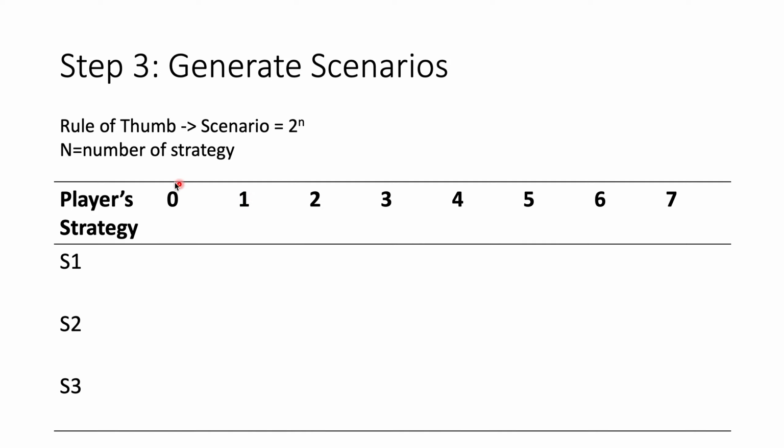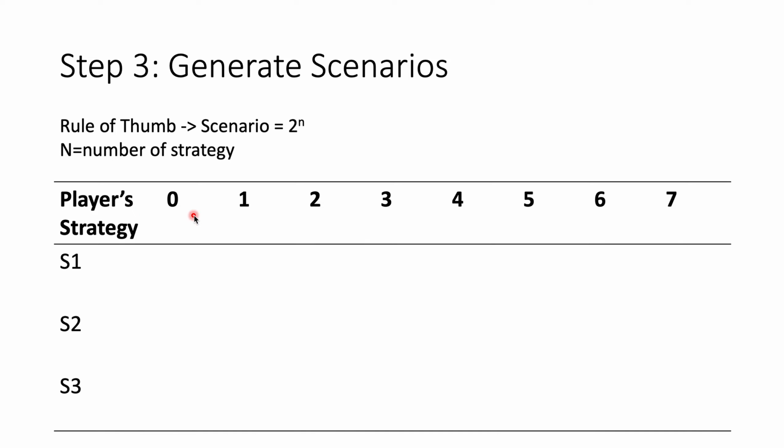The reason why I choose to start with 0 is because in scenario 0, each of the players' strategies don't get implemented at all. So for S1, this would be 0, S2 would be 0, and S3 would be 0. It is easier to keep track that way if I use 0 as the first scenario.